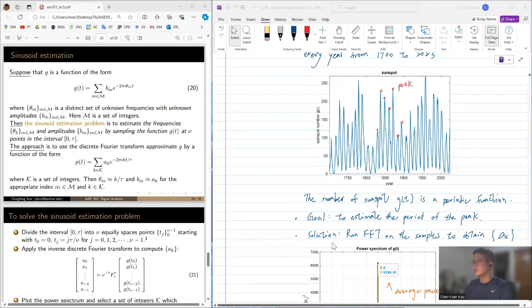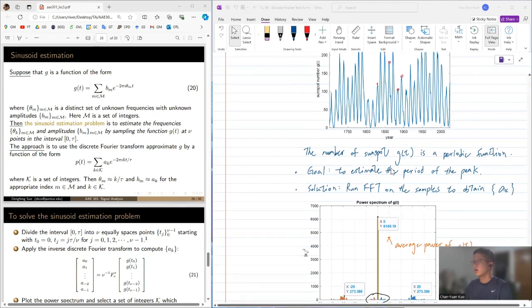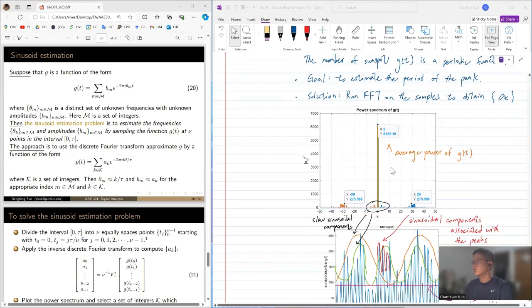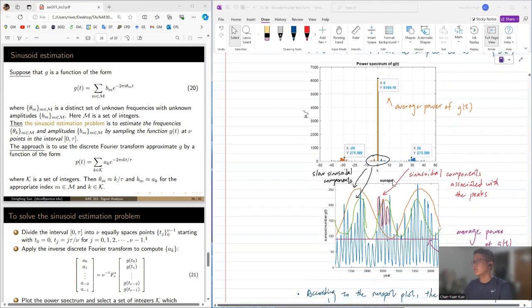And as you can imagine, in order to solve this problem, we can run inverse fast Fourier transform on the samples to obtain the Fourier coefficients associated with this function. And here I'm not going to show you how to do that in MATLAB. Instead, I'm just going to show you the power spectrum associated with the function.